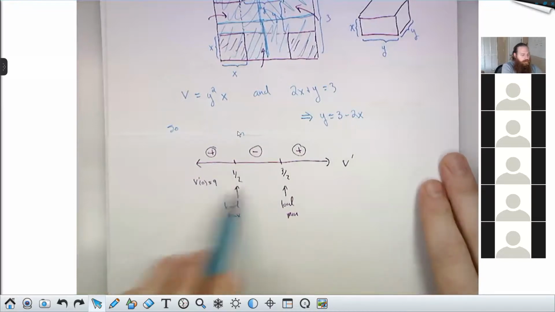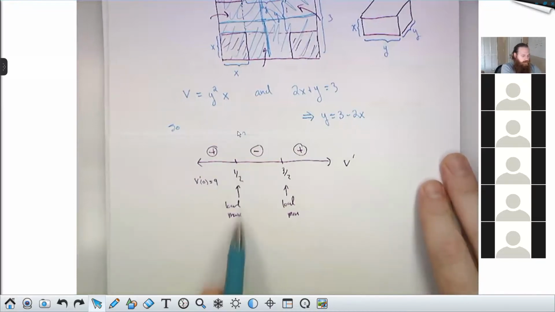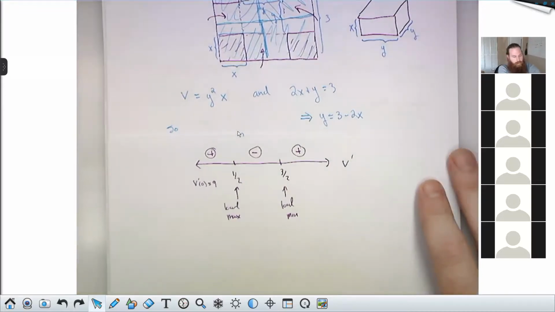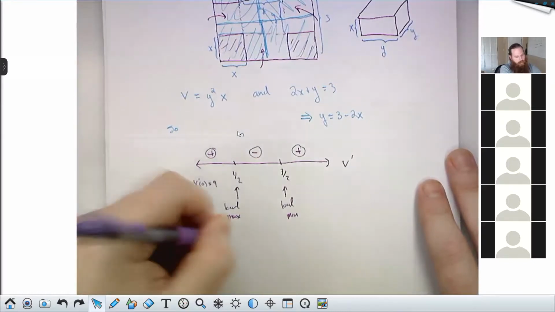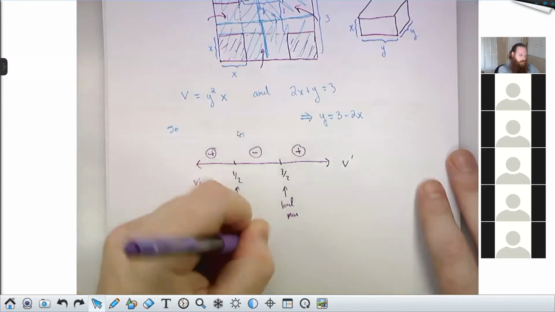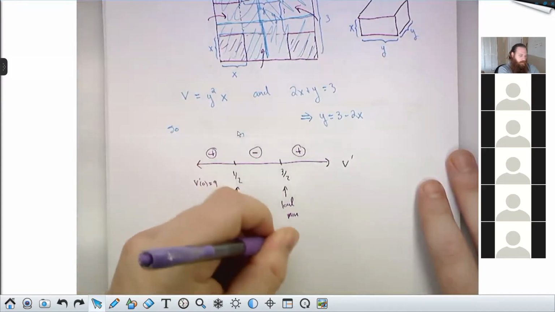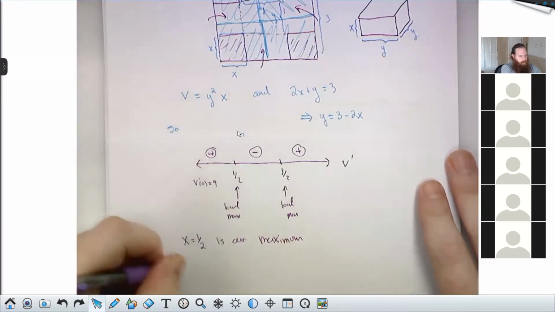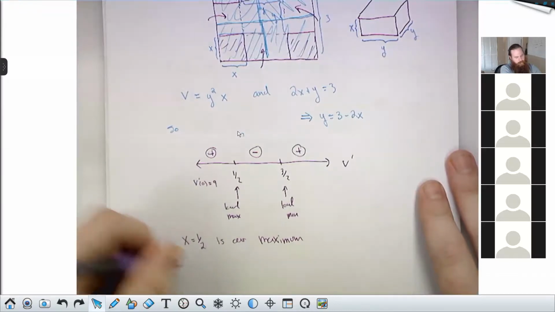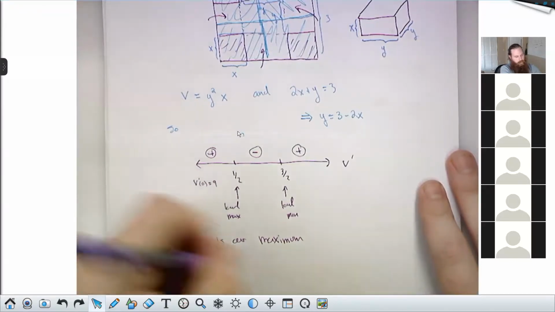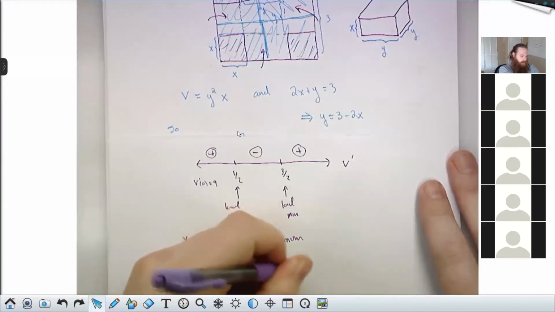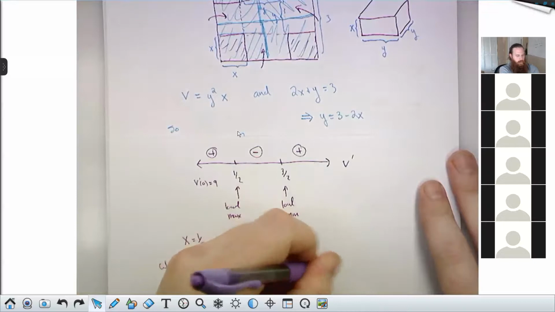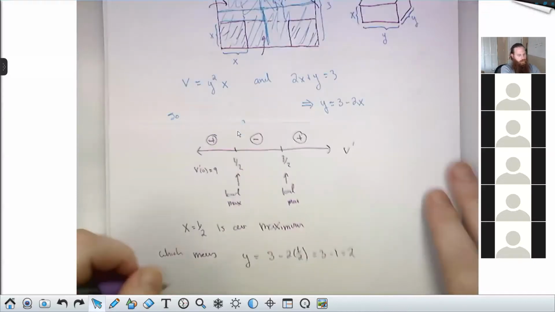So the only thing which makes sense, and it's borne out by our first derivative test here, is x equals 1 half, right? x equals 1 half is our maximum, which means y should be 3 minus 2 times 1 half, which is 3 minus 1, which is 2.